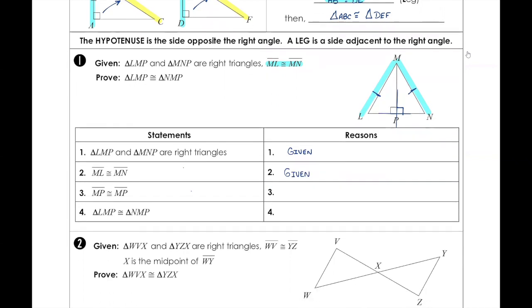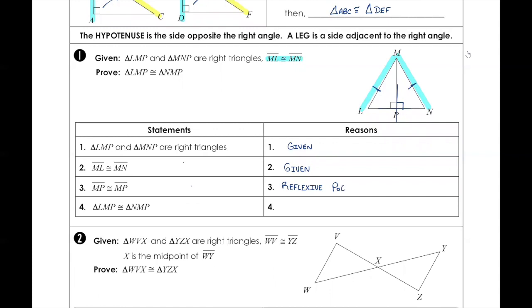Angle bisectors have to involve angles. Those are sides, so we don't have angles. MP, reflexive. Why is it reflexive? MP equals MP. They're equal, they're congruent, they're the same thing. It is a shared side. You're not wrong, but I want you to recognize the shared sides. Yes, anything will always equal itself. That's the reflexive property of congruence. So because it's a shared side.